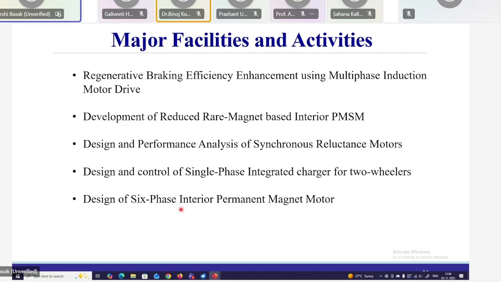And we are looking forward to work on development of motors for drones, like axial flux motors, reduced rare earth axial flux motors, or rare earth free axial flux motors. So we are thinking of different topologies or different types of motor development for drone architecture, because drone technology is coming up in a big manner. So that's why we are thinking of developing those.